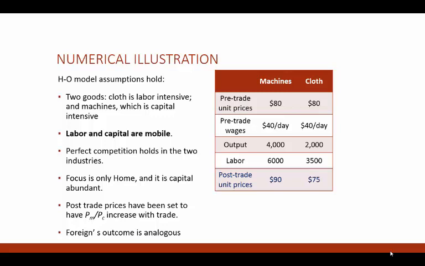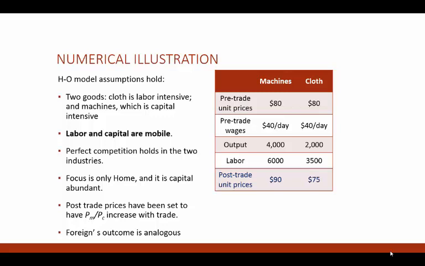Let us now introduce a numerical example that demonstrates these central results. As the table shows, we assume a HO model scenario with cloth and machines and factor intensities as described previously. We focus here on home and assume it is capital abundant. Pre-trade prices and wages for both goods and industries are given. The total output and values for labor are also given. Finally, we have post-trade prices.